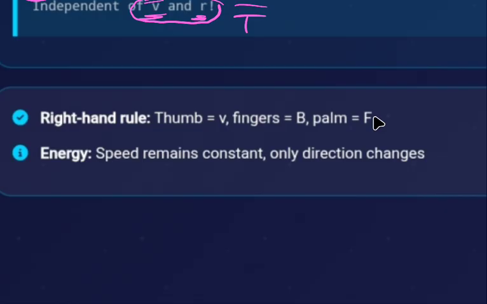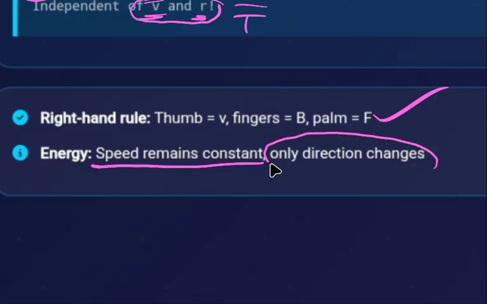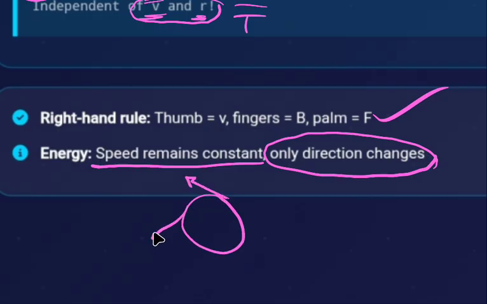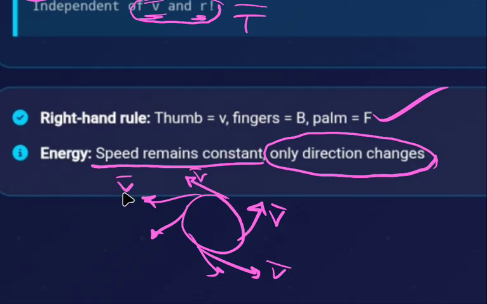The right hand thumb rule will be applicable here. Speed remains constant here. Only the direction of the charge will be changing, and because of that only it is moving in a circular path. It is moving in a circular path because of this reason. Only the direction of v is changing, but the magnitude of v remains constant. The direction is changing because of the magnetic force acting on the charge.